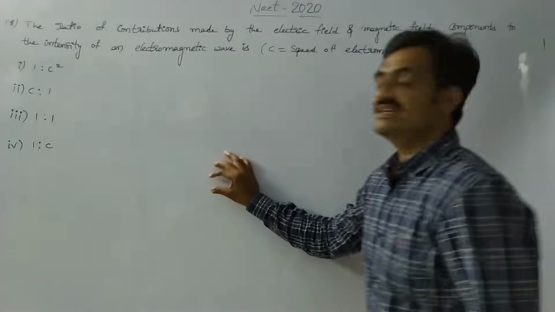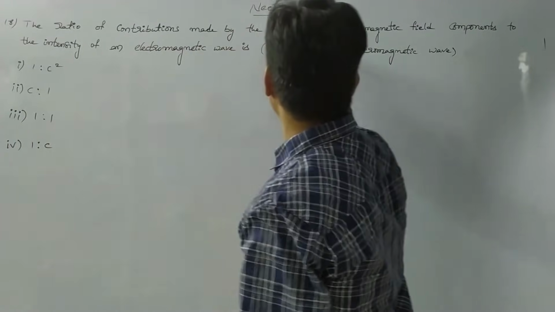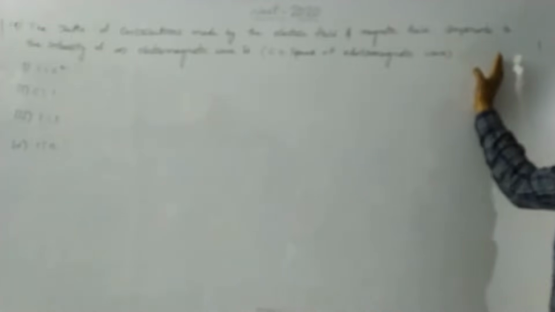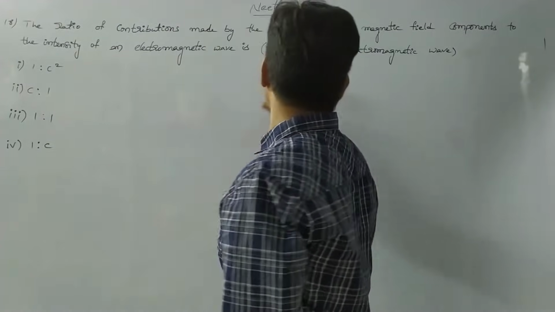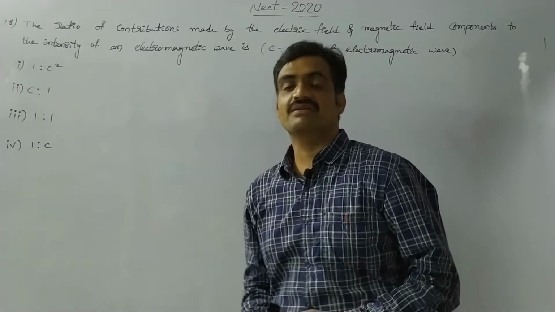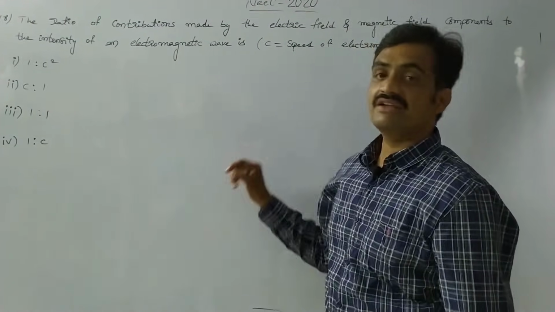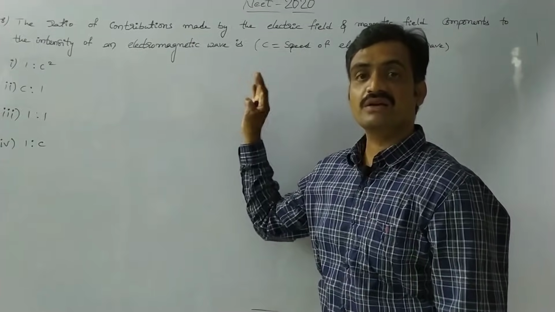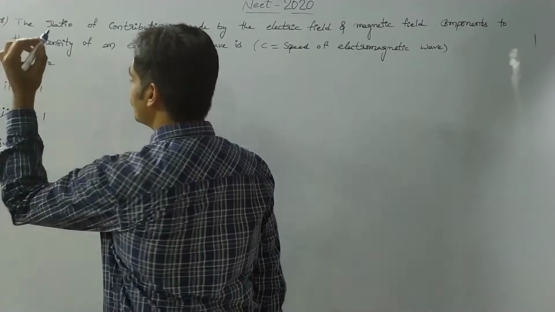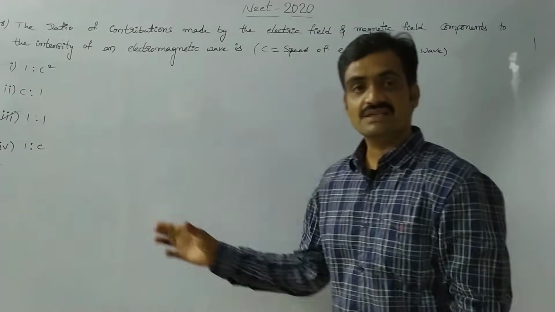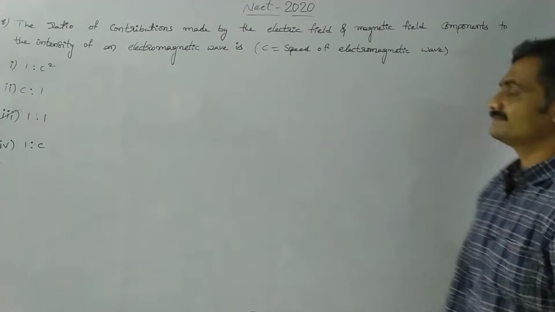The next question is, the ratio of contributions made by electric field and magnetic field components to the intensity of an electromagnetic wave is, where c is the speed of an electromagnetic wave. We know that in the case of an electromagnetic wave, electric and magnetic fields contribute equally. So the ratio of electric and magnetic fields will be 1:1. So take a screenshot. We will continue.